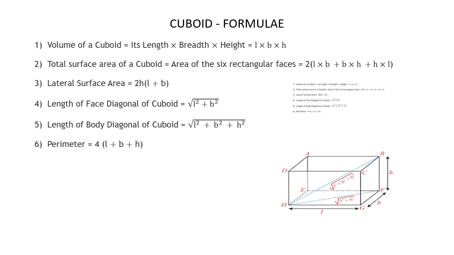Now applying Pythagoras theorem, we can get the value of BH as square root of L squared plus B squared plus H squared. Now BH is nothing but the body diagonal of the cuboid. So the length of the body diagonal of the cuboid would be equal to square root of L squared plus B squared plus H squared.